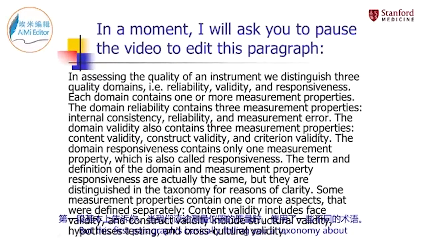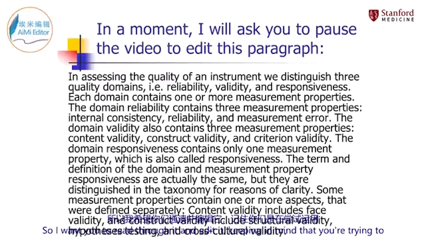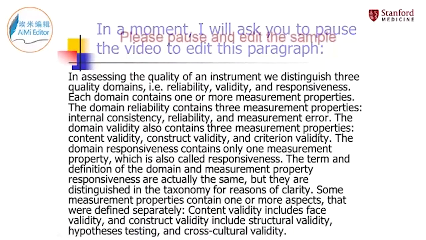But this first paragraph is basically telling you a taxonomy about some different terms that are used when we talk about measuring the quality of instruments. So I want you to read through it and edit it, keeping in mind that you're trying to put into play all of these different tools that I've given you. So try to cut a lot of unnecessary clutter, get it down to the heart of the matter. So why don't you pause the video now, and when you're done editing, then go ahead and restart the video and I'll go through my edits on this.